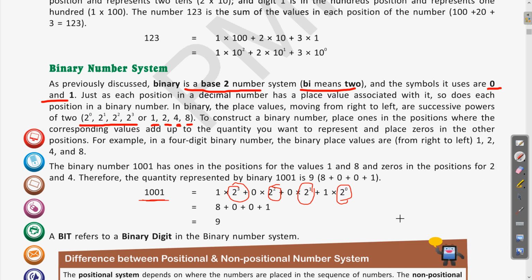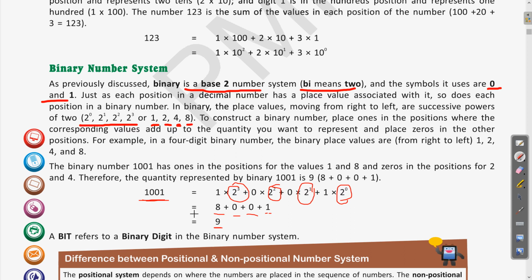So 2 raised to the power 0 is 1, so 1 into 1 is 1. Then here 2 raised to the power 1, that is 2, but it is being multiplied with 0, so any number multiplied with 0 will be 0. Then 2 raised to the power 2, that is 4, 4 multiplied by 0, the value will come again 0. Now 2 raised to the power 3, that is 2 into 2 into 2, so it becomes 8, and 8 multiplied by 1 is 8. So 8 plus 1 is equal to 9. Clear? So this 9 that we have achieved is the decimal form of this 1001.